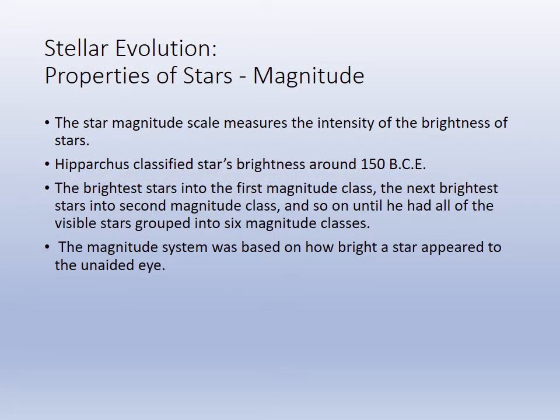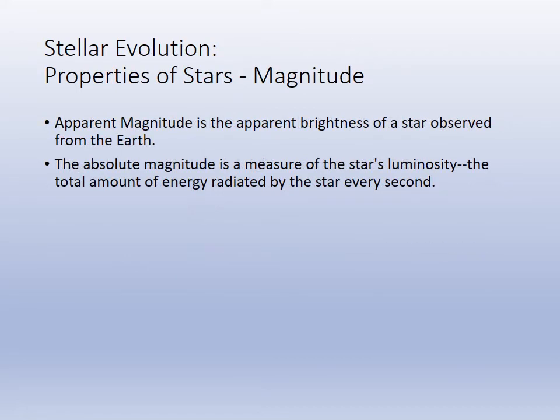Looking at stars, though, Hipparchus, we mentioned, was the first to classify a star's brightness. So we call the brightness of a star the magnitude, and there's two different types of magnitude we look at. We look at the apparent magnitude, which is how bright it appears to the naked eye on Earth, and the absolute magnitude, which we also call the luminosity. That's the amount of energy that is actually being radiated.